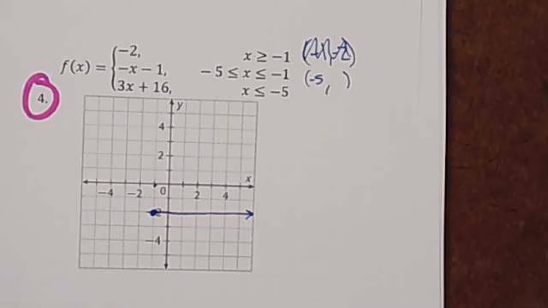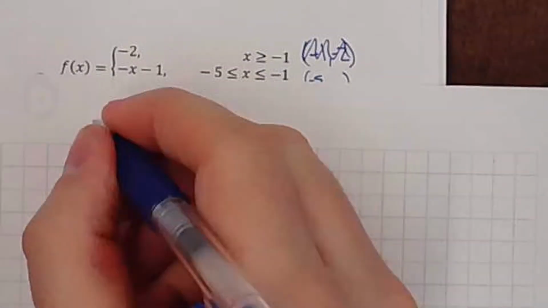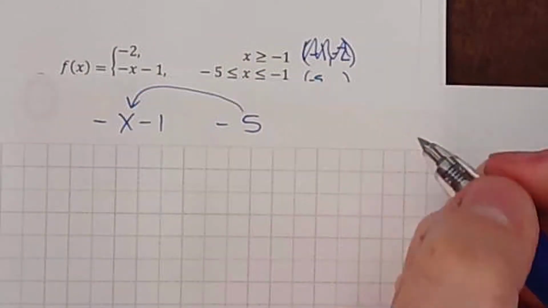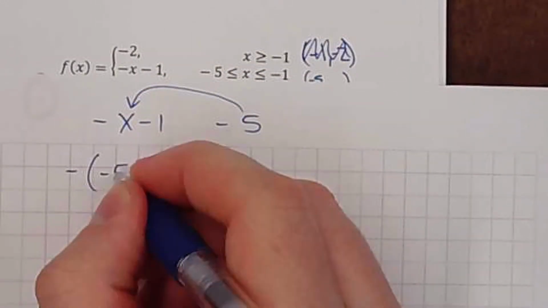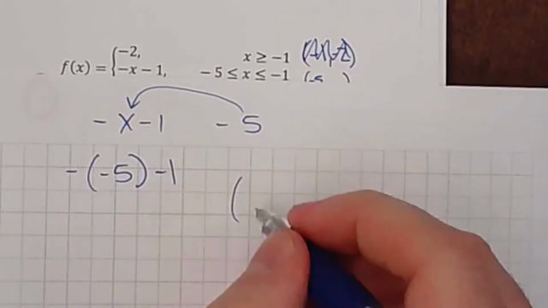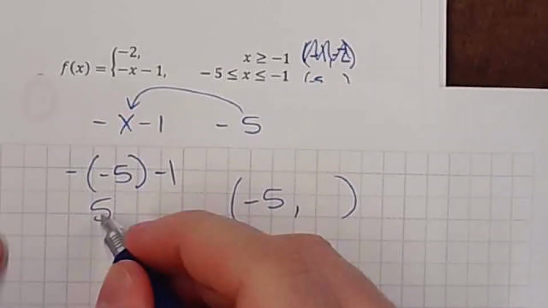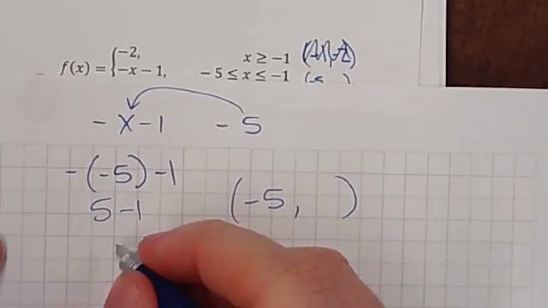Let me show you that. Take -x minus 1, and I'm plugging in -5, right? So when I plug that in, I get -(-5) minus 1. So I plugged in -5. Two negatives make a positive, and then 5 minus 1 is 4.